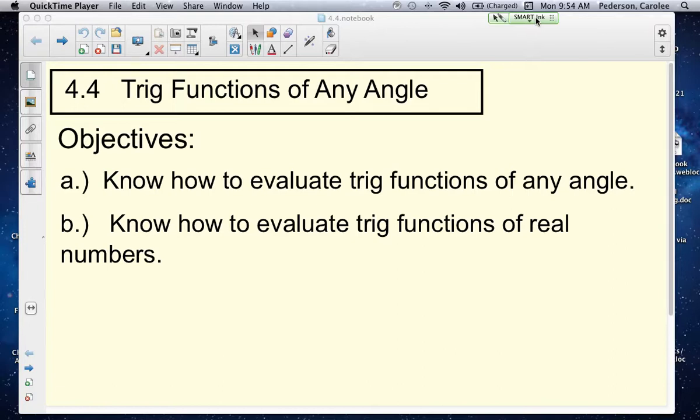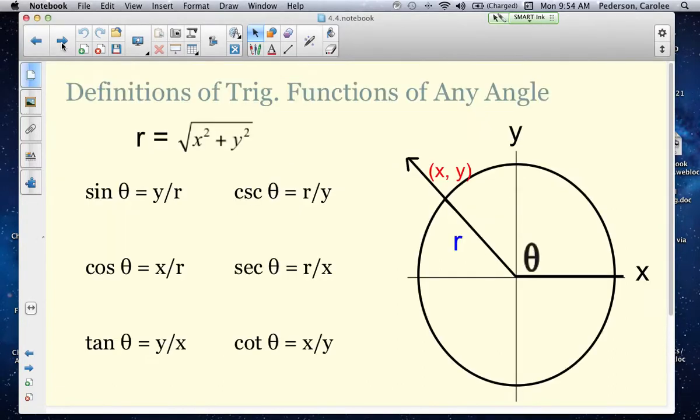And this next slide is what I want you to write down. Everything on this next slide. Very important. Trig function of any angle. All right.